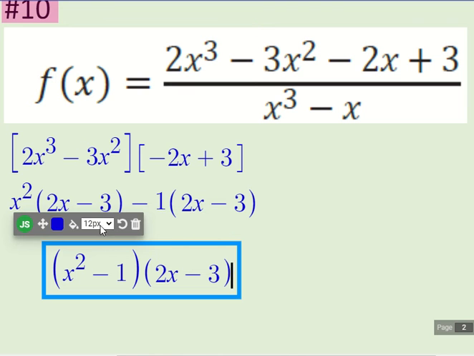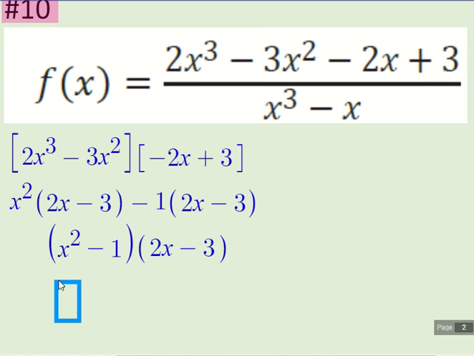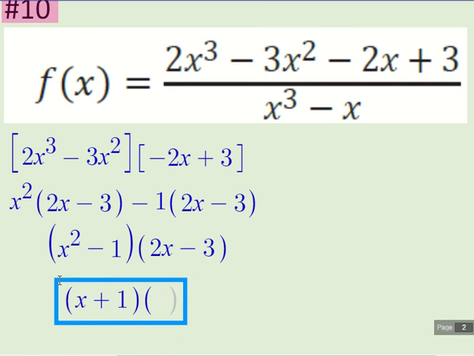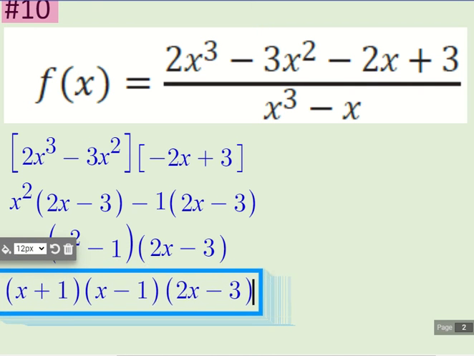Now, this is all my numerator, and I'm not quite done yet, because x squared minus 1 is a difference of perfect squares. So that's actually x plus 1 times x minus 1 times 2x minus 3. So this entire expression is just the numerator.